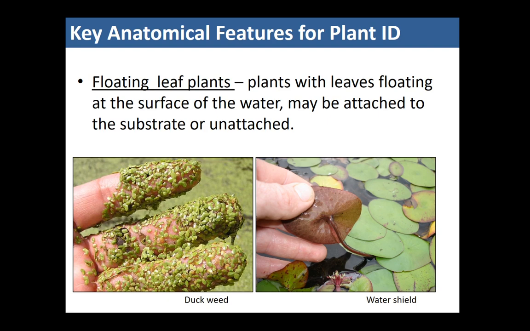On the left is duckweed, and this is an example of a floating leaf plant that's not attached to the benthos in any way, completely floating. And on the right is water shield, a really common floating leaf plant around here. And this plant, actually the leaf is attached down to the substrate underneath the water with a petiole.